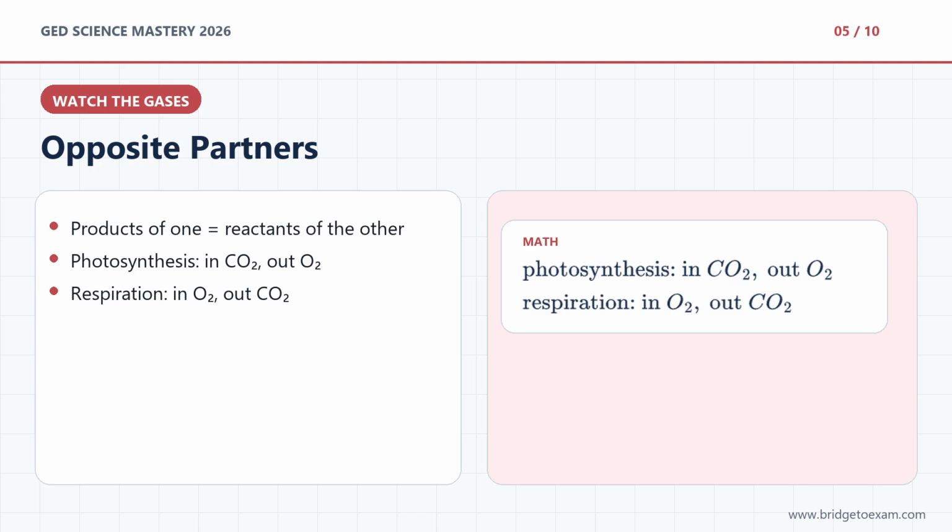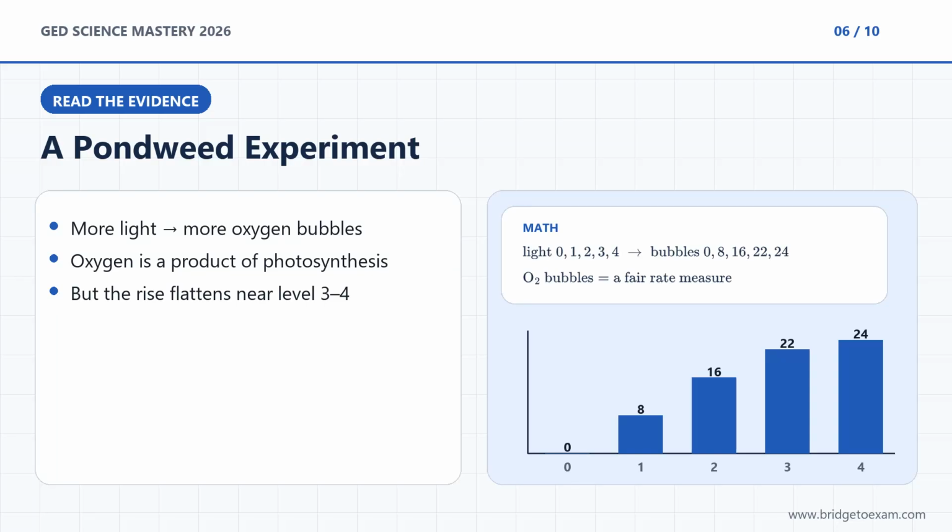The single most common mistake is mixing up the gases, so lock this in. Photosynthesis takes in carbon dioxide and releases oxygen. Respiration takes in oxygen and releases carbon dioxide. Opposite directions every time. Let's read a real GED-style study.